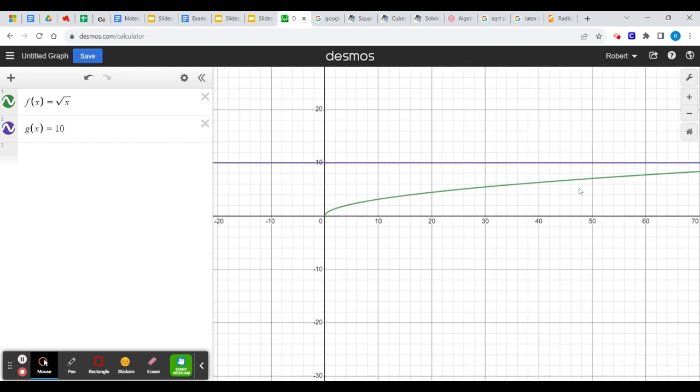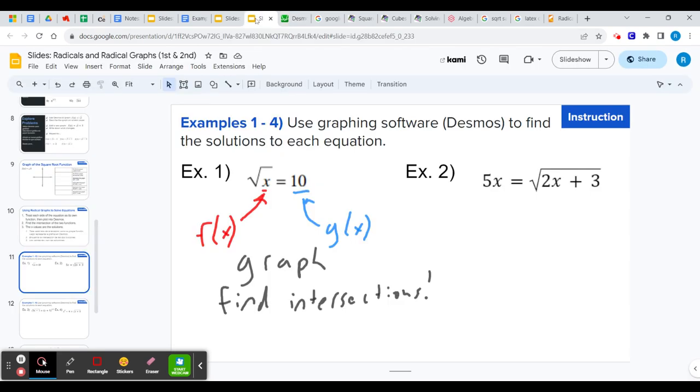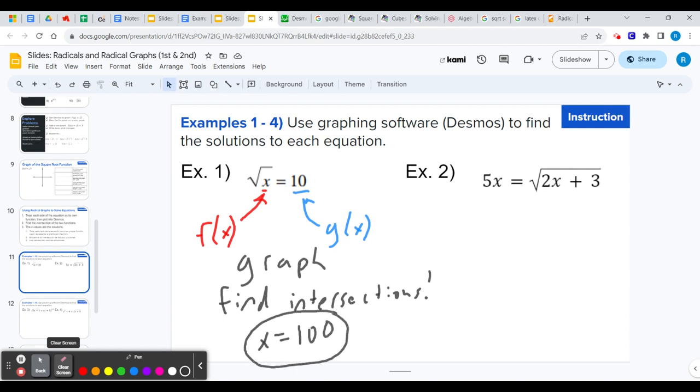We're going to need to scroll all the way over to the right here, and if we click on our graph, we can see the nice line. Looks like our x value is 100. So in that case, our solution there, our x is equal to 100. And we could test that out if you wanted to. You can plug that back in and say, okay, does the square root of 100 equal 10? And yeah, it does. So that is indeed our solution.